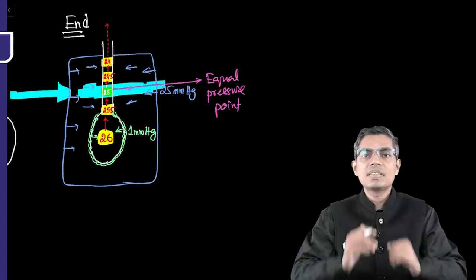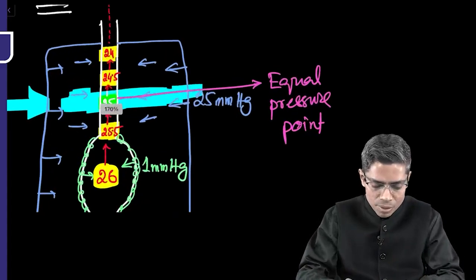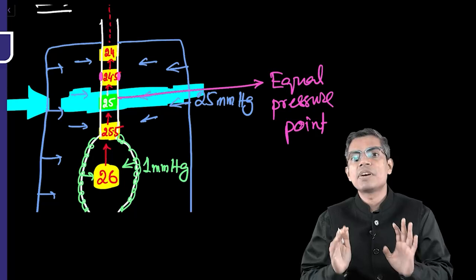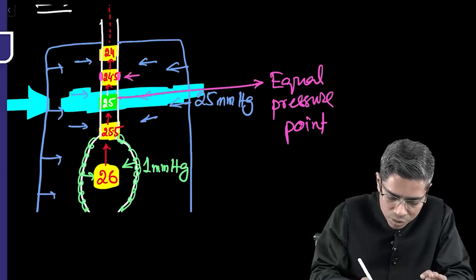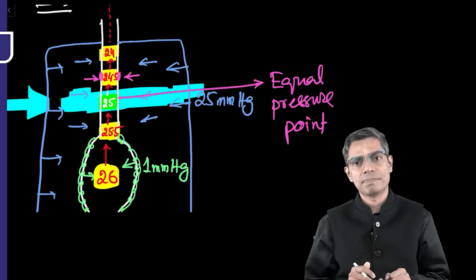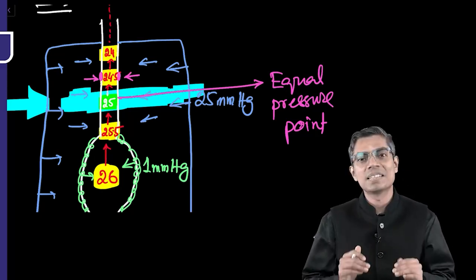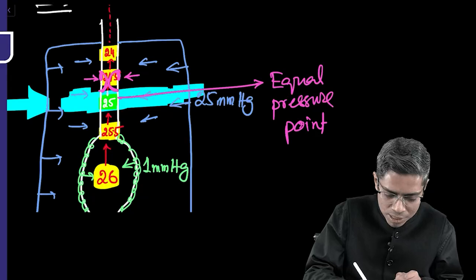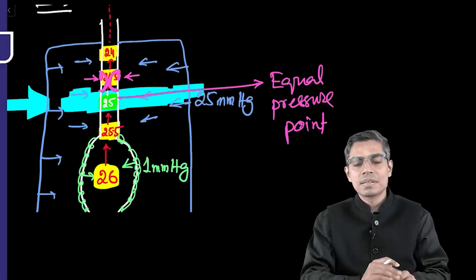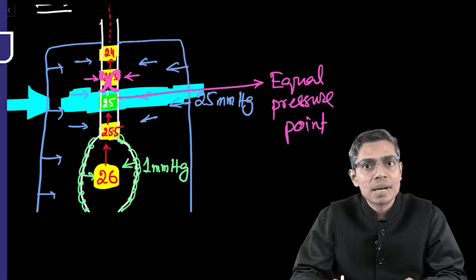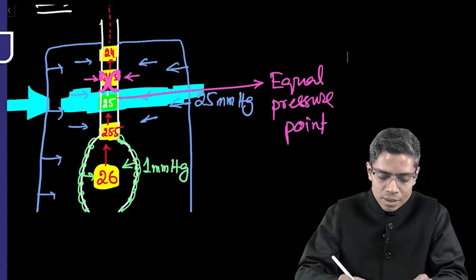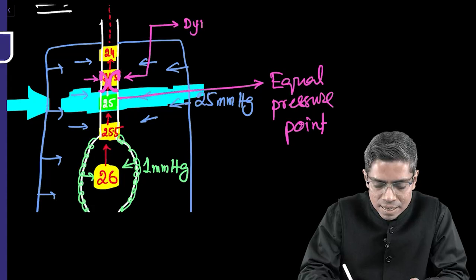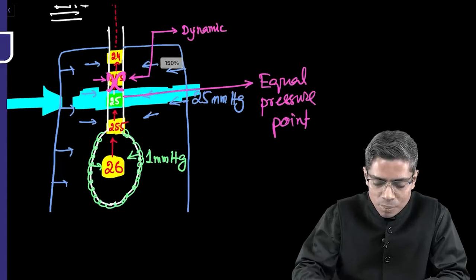Now just beyond this equal pressure point, if I look here, the pressure inside the bronchioles is 24.5, and the outside pressure is 25 millimeters of mercury. What is going to happen at this junction? I can easily understand that here the bronchiole is going to collapse, because bronchioles are not supported by cartilage. So this point where the bronchioles are collapsing is known as the dynamic compression of airways point.